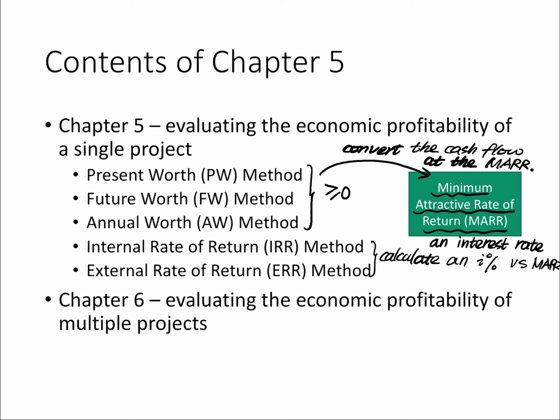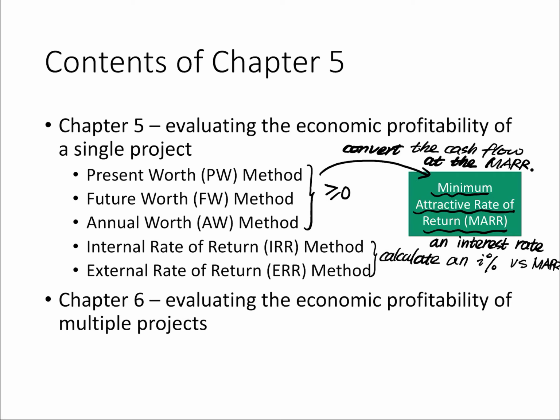So you will say my ideal interest rate, MARR, is 10%. Okay, so any project which can return me an interest rate higher than 10% or equal to it, I will say yes. And so that's why you want to compare the calculated i% with your MARR, right? Because that's your minimum attractive rate of return. That's your bottom line. All right, so these are the 5 methods you're going to learn.